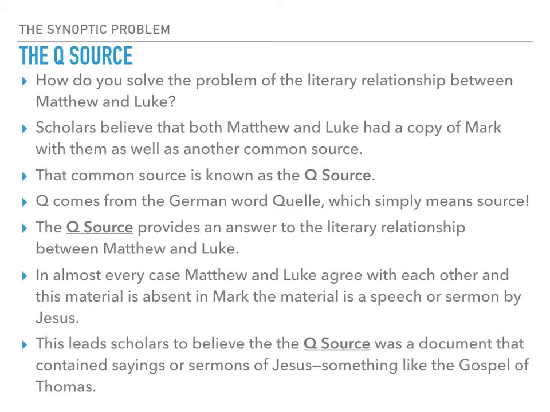Scholars believe that both Matthew and Luke had a copy of Mark. That's what we've been saying all along. That's Mark in priority. But they also had another common source. So both had Mark. Most scholars also believe that they had a source that has been lost to history. And this is what we now call the Q source. Q comes from the German word Quelle, and Quelle in German only means source. So it's kind of dumb. The Q source would be something like saying the source. But we don't have another word.